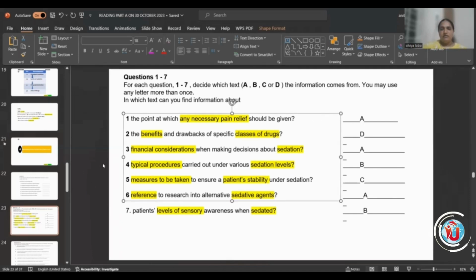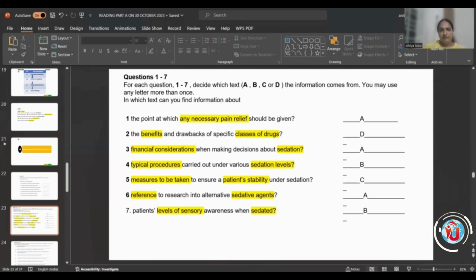So, we can see that first question comes under text A. Second one, the benefits and drawbacks of specific classes of drugs comes under text D. Financial consideration when making decision about sedation comes under text A. Typical procedure carried out under the various sedation levels, text B. Measures to be taken to ensure patient's stability under sedation comes under text C. Reference to research into alternative sedation agents comes under text A. Patient's levels of sensory awareness when sedated comes under text B.